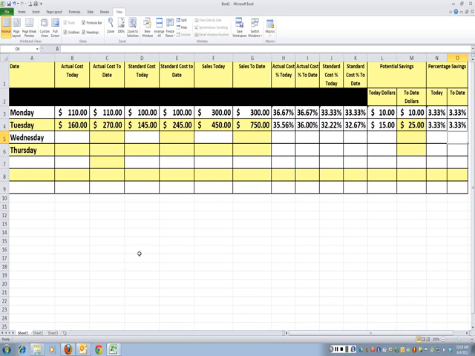Now, I've done the first 2 lines. What you would do is continue to plug in the information that's given, making sure you line up your actual cost for today with your sales for today, and your actual cost to date with your sales to date, and then do the same thing for the standard, and just work your way through the rest of the problem. So hopefully this will help you get through Chapter 10, which is your actual versus your standard food costing.